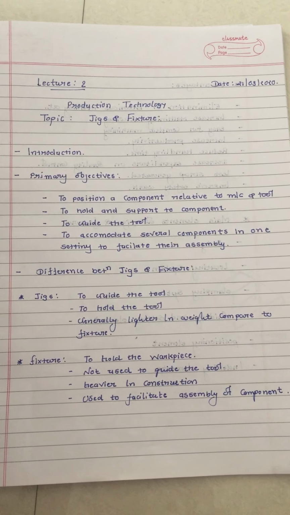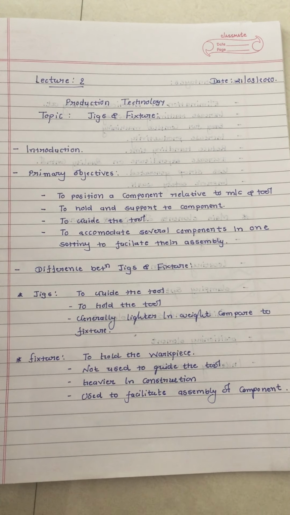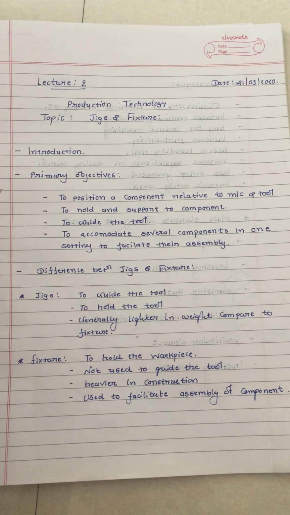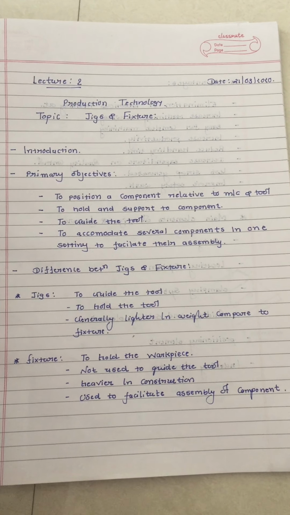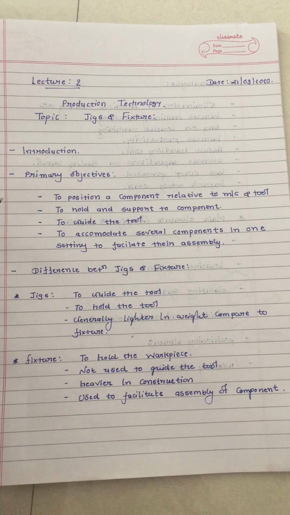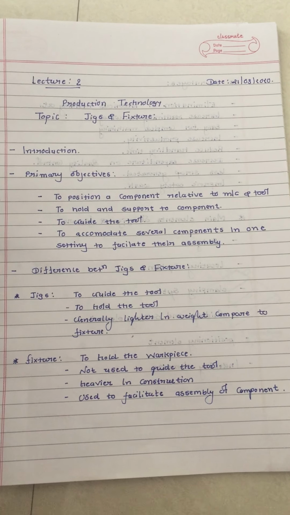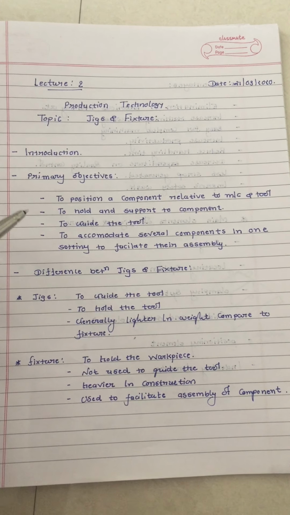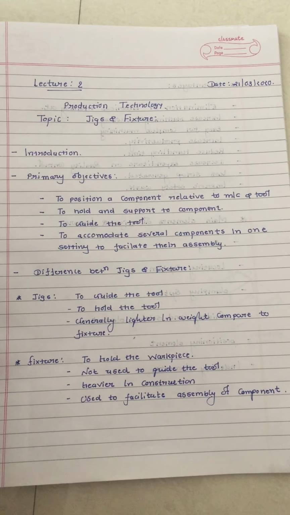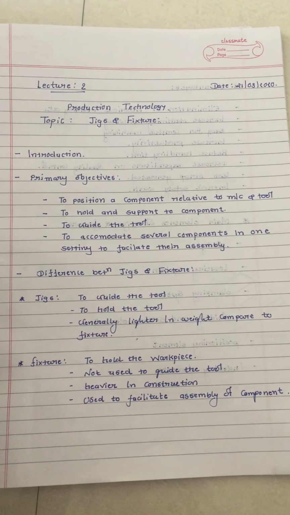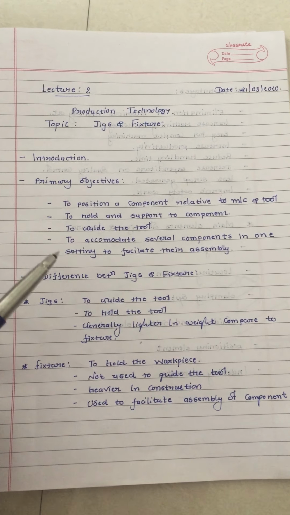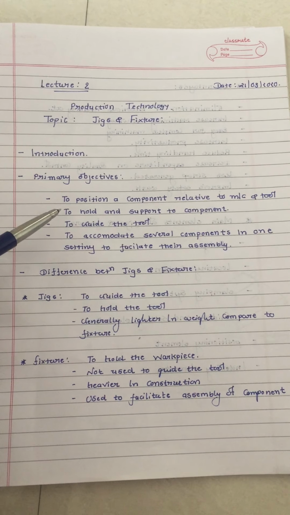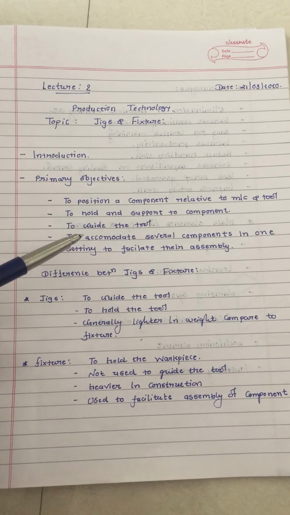As the introduction, the jigs and fixtures are both a kind of holding device, right? One is used for holding the tools and one is used for holding the workpiece during the manufacturing operations, right? So the primary objective of the jigs and fixtures, the first very basic objective, is to position a component relative to the machines and tool, right? And the second objective is to hold and support the components.